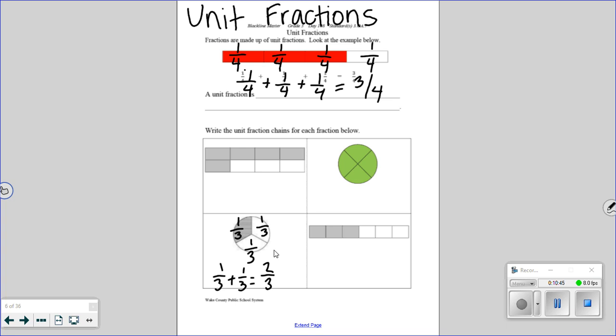So I didn't say shade anything in. I just said draw a box. All you have to do is draw and break it into 6 pieces. Those are the only things I've got.